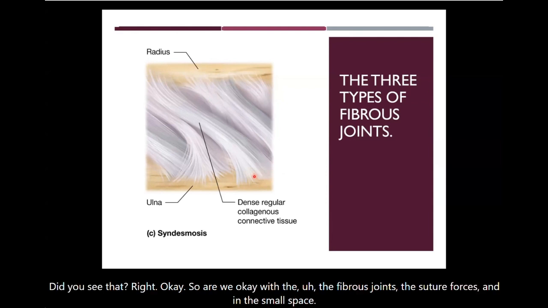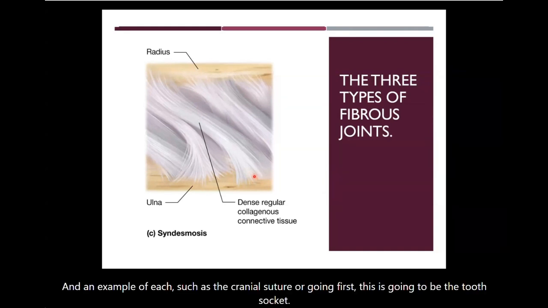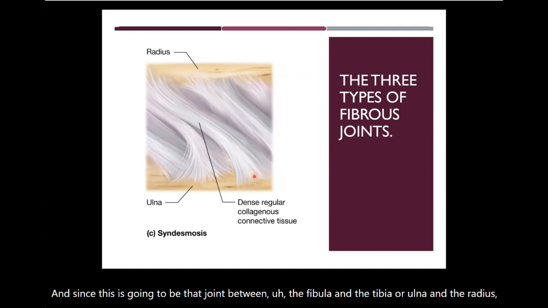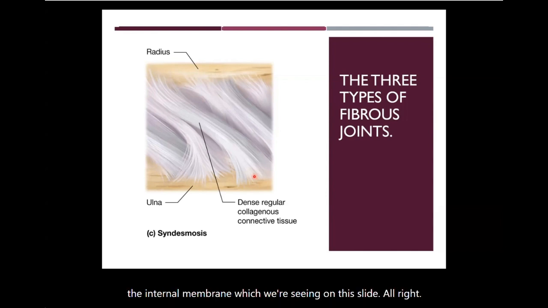Okay. So are we okay with the fibrous joints, the suture, gomphosis, and syndesmosis? And an example of each, such as the cranial suture, gomphosis is going to be the tooth socket, and syndesmosis is going to be that joint between the fibula and the tibia, or ulna and the radius, the interosseous membrane, which we're seeing on the slide.